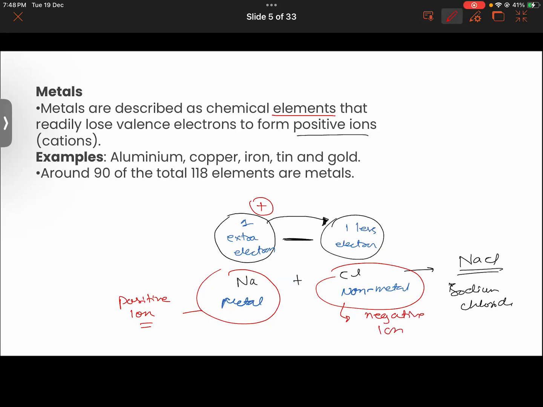Also, you guys can recall what I told you about the other names of positive ions? Cations. Yes, positive ions we call cations, while the negative ions are called anions. Okay, do take the screenshot of this. Okay, I'm moving ahead.